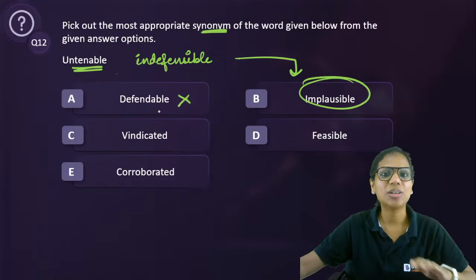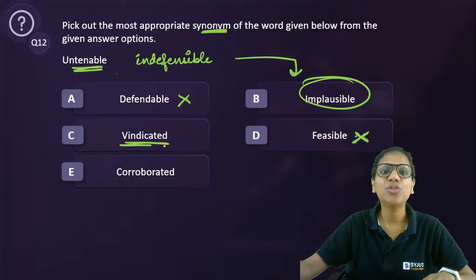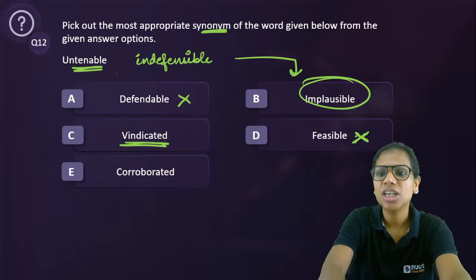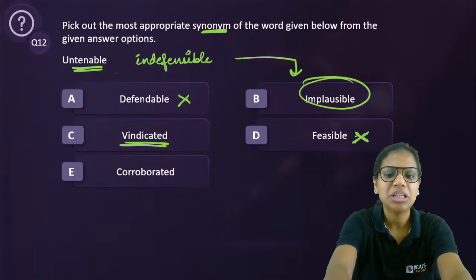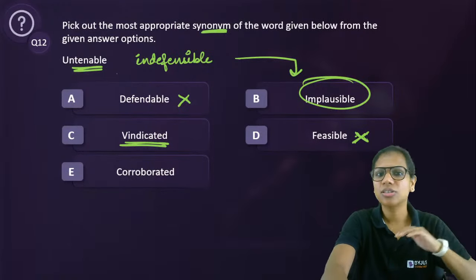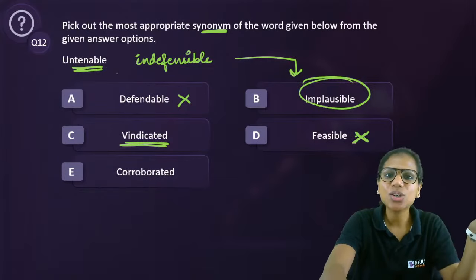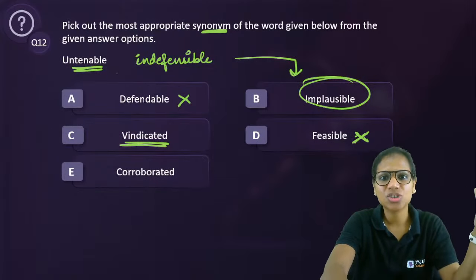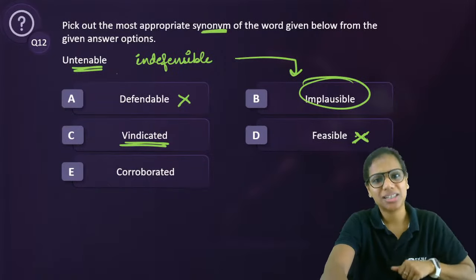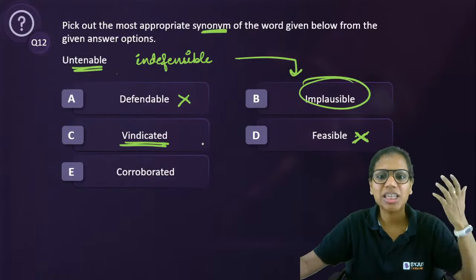So defendable, eliminated. Feasible, no, it is not feasible in a way, right? Vindicated. When we say he or she stands vindicated, what does that mean? If we vindicate someone, what do we do? Let's say you were an accused in a case, and a proof has been submitted that proves your innocence. So now you are clear of all that blame, clear of all those charges. So you stand vindicated. So vindicate means to clear someone of blame, charges, allegations, etc.